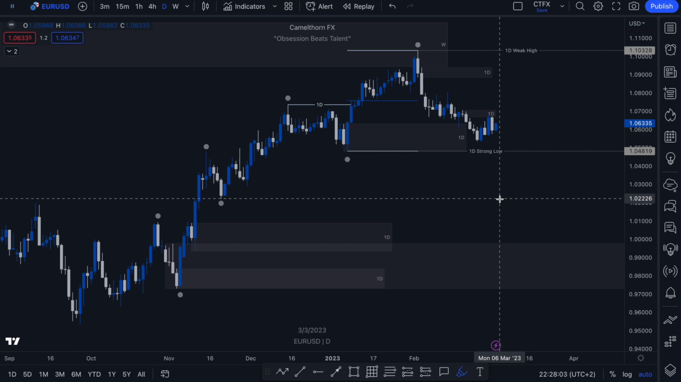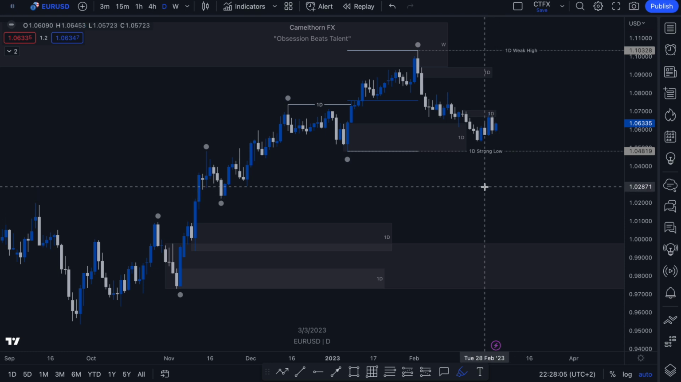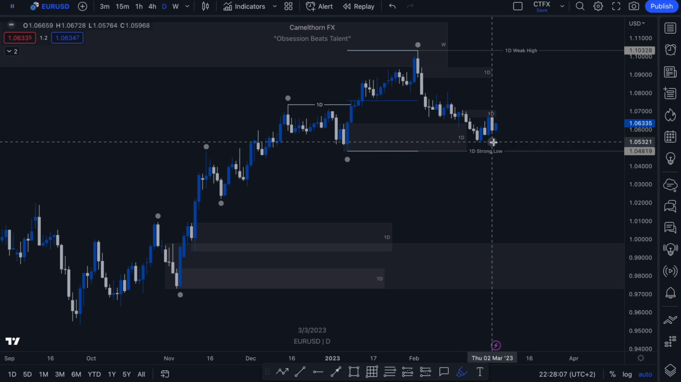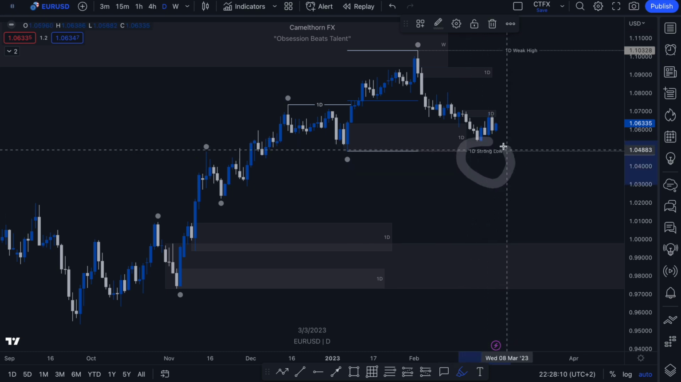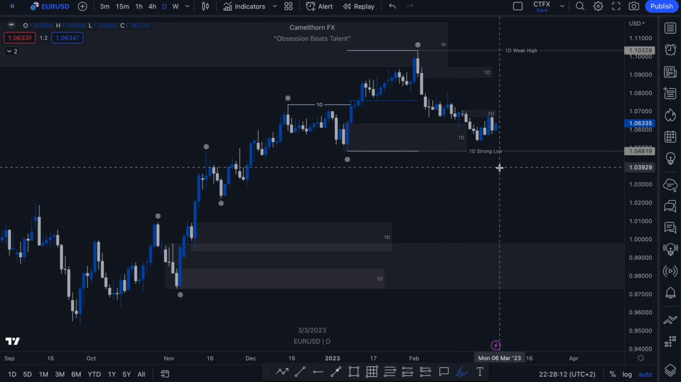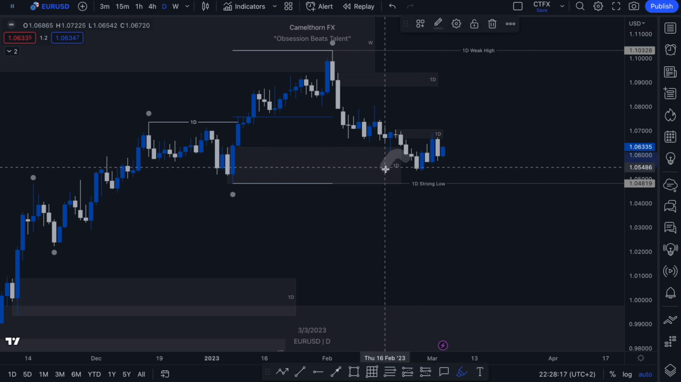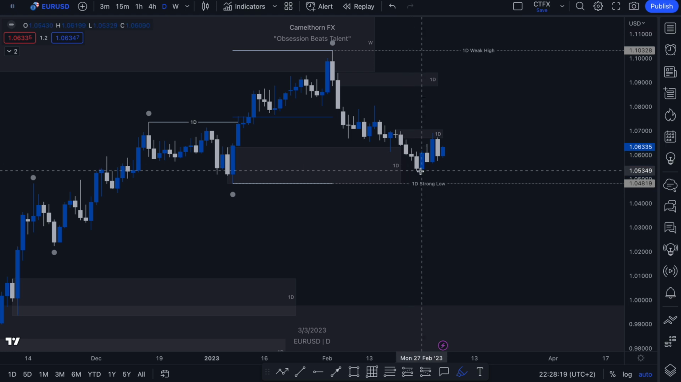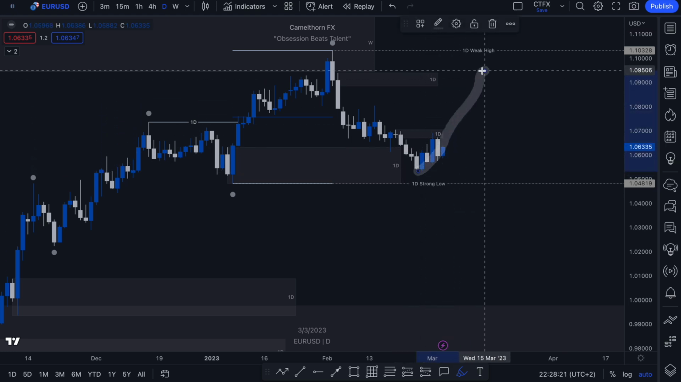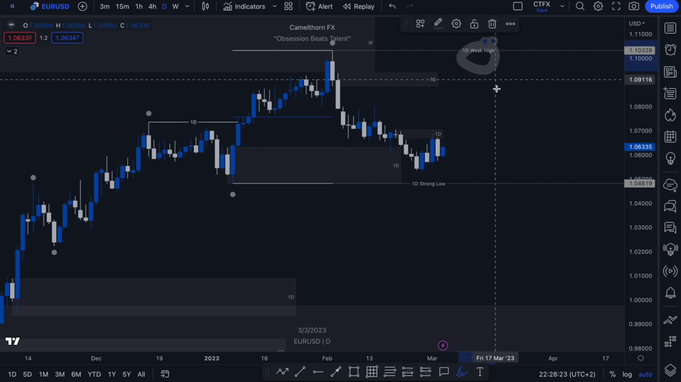And the point at which our daily chart is going to switch from bullish to bearish is when our daily strong low gets violated. All right. Now, a couple of things that we want to look out for. As price action is interacting with this daily demand, we would like to see whether or not it can push price action higher towards the week high.